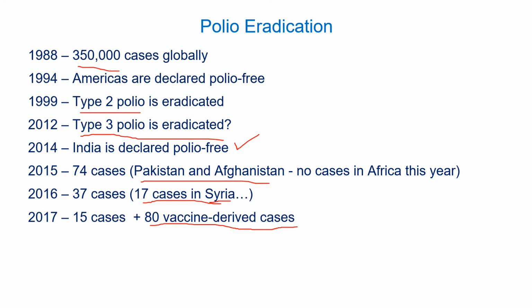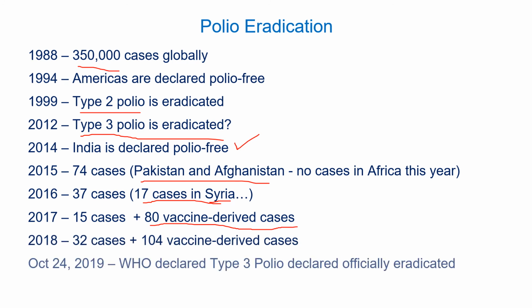Unfortunately, that takes a little bit more training and is not as cheap to administer, but that is the goal in many of these countries, to start to switch over to the injectable polio vaccine. 2018, 32 cases, unfortunately, and 2019 we did eradicate type 3 polio, and here the numbers are going up.